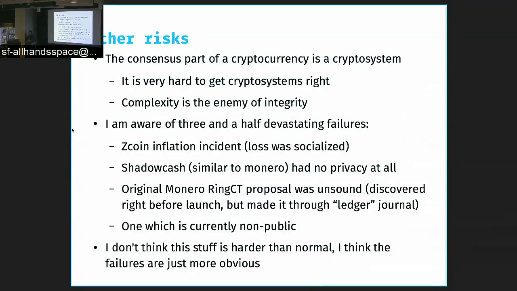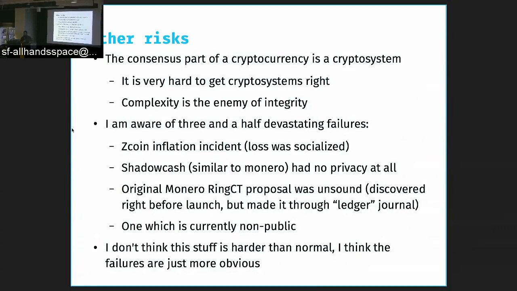But a big one is that if you look at any one of these cryptocurrency systems, the consensus part of it is itself a crypto system, just like RSA or AES or whatever. The whole thing's got to work exactly right. And if one part is wrong, then it won't give the properties you think it will. So it's very hard to get crypto systems right. And if you get them wrong, the effects are devastating. Complexity is the enemy of integrity. It's hard to verify it. Privacy techniques do make the systems more complex. So I'm currently aware of 3.5 devastating failures related to privacy improvements in systems.